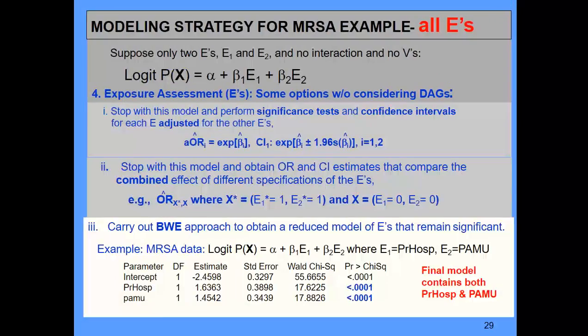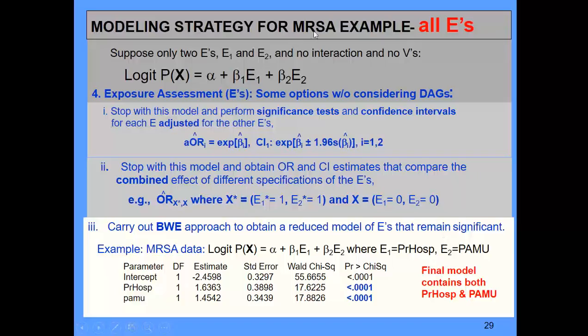Okay, then the third approach is to say, well, maybe we shouldn't stop with the model that has both of them in there. Maybe we should consider dropping one or more of these variables if they don't need to be in there because they're not doing anything. I only need one of them, or maybe I need both of them. So carry out the backward elimination approach to obtain a reduced model of E's that remains significant. That's another way to see if I can drop one of them.